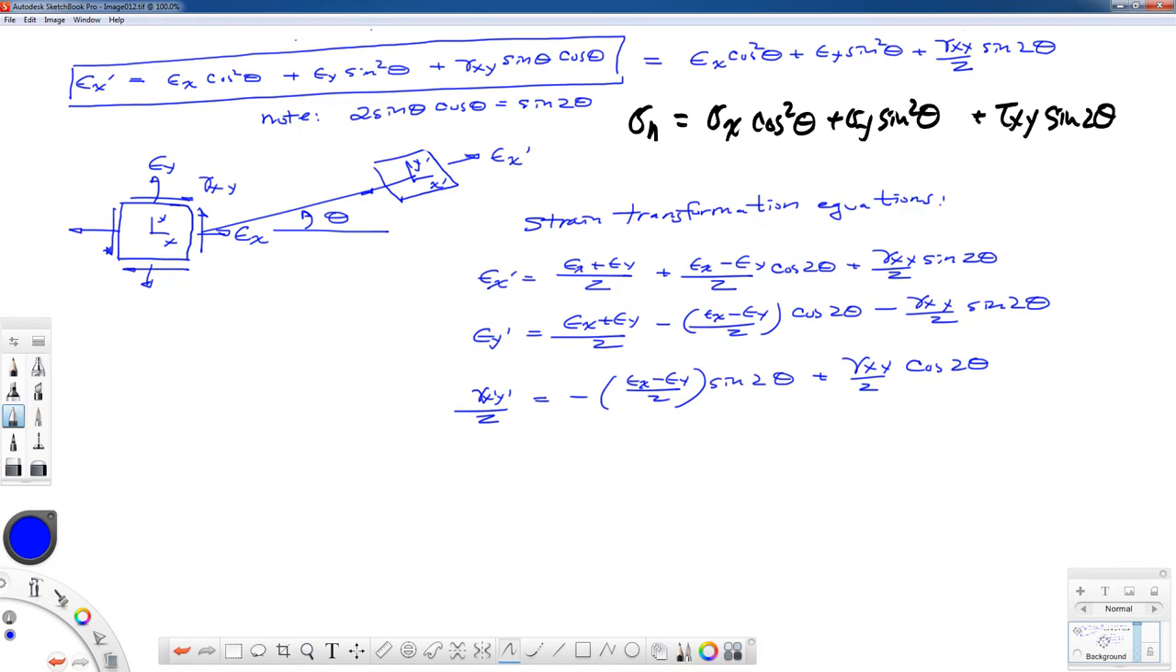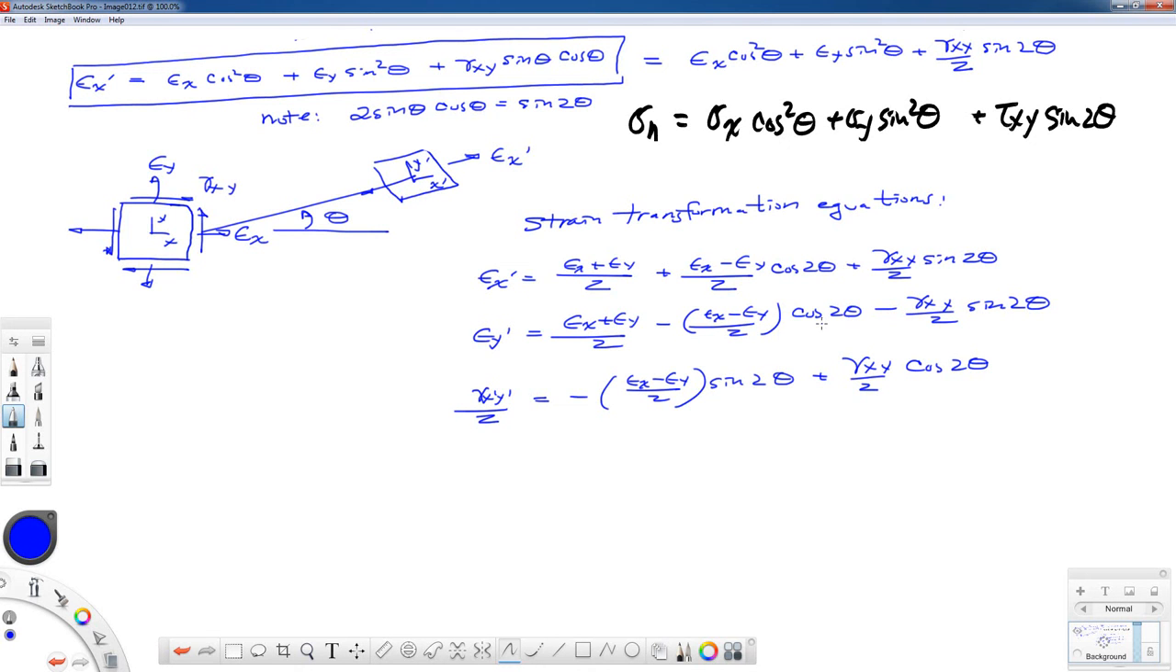Alright, so there they are with the double angle instead of the angle theta. I'm writing it down in terms of sine and cosine of 2 theta. We have epsilon x prime is equal to epsilon x plus epsilon y over 2, which is epsilon average for the 2 in-plane normal strains, plus the quantity epsilon x minus epsilon y over 2 cosine 2 theta, plus gamma xy over 2 sine 2 theta. If we put into here theta plus 90 degrees, we will get this equation down here.